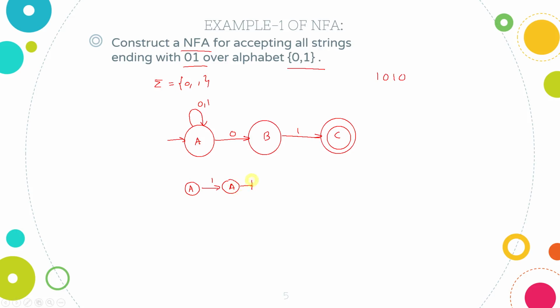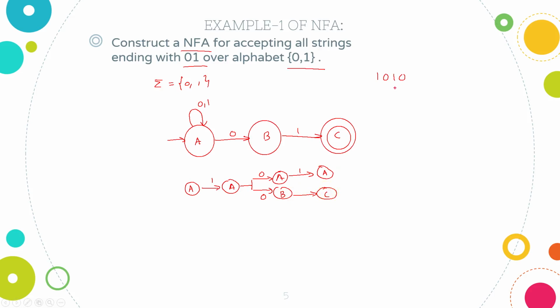Alright, so let's divide this into 2 parts. You can either go to state A or state B. Okay, what happens after that? If you get a 1, if you are in state A, you still are in state A only. Okay, so this was for 0. If you get a 1 in state A, you are still in state A. But if you get a 1 in state B, you go to state C.